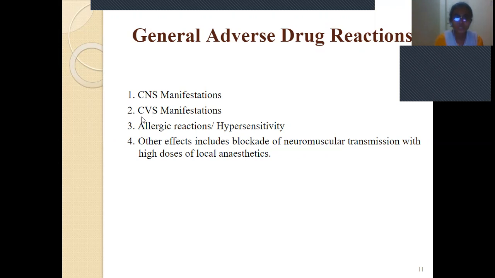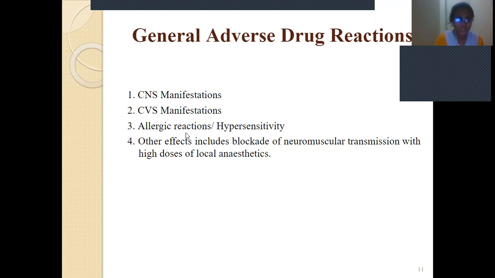CVS means cardiovascular, meaning heart. So the side effects will occur in the heart. What are the side effects? Hypotension, meaning reduction of blood pressure, and arrhythmias.